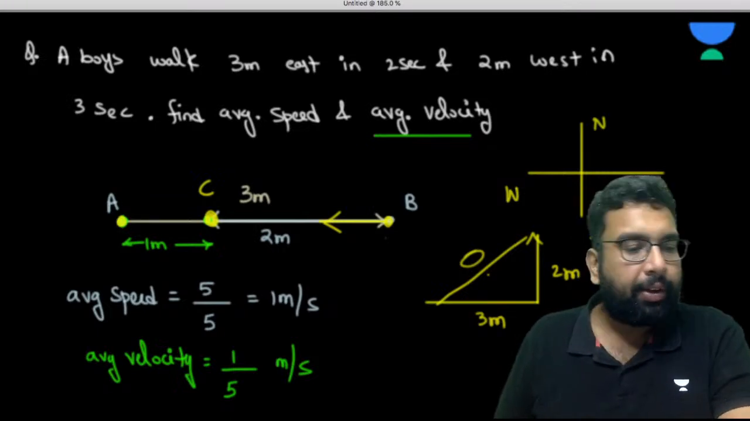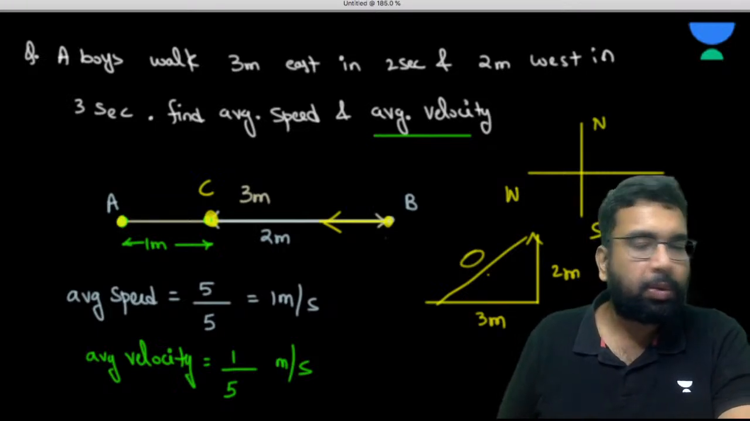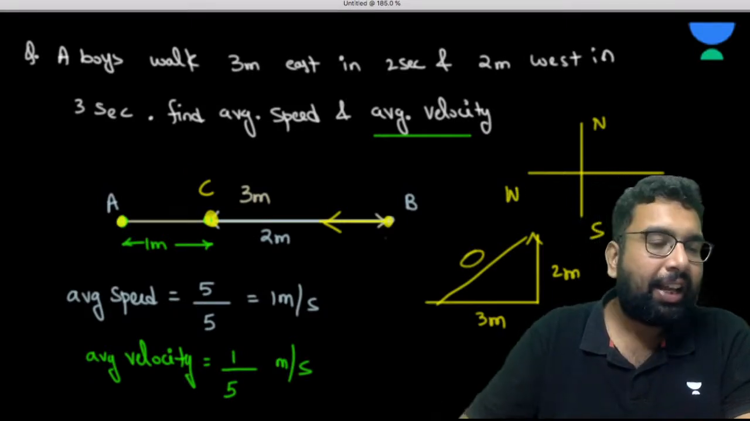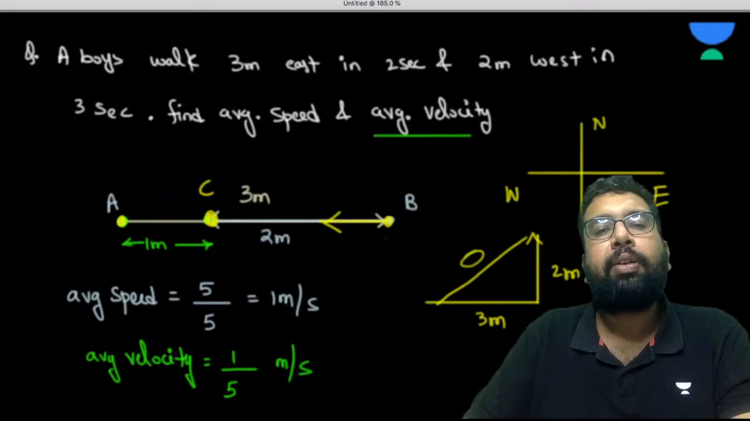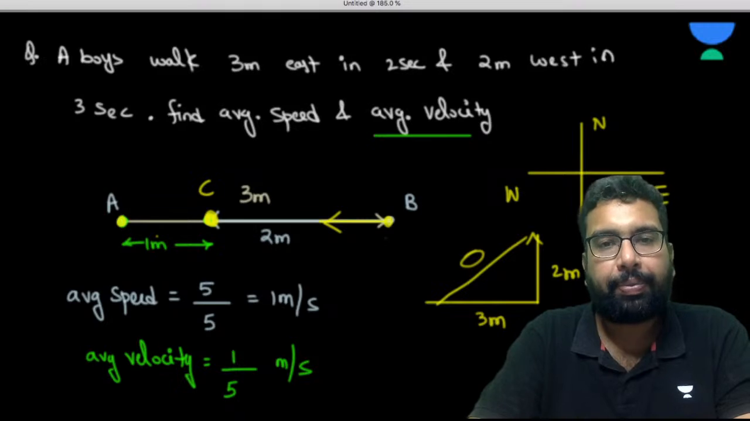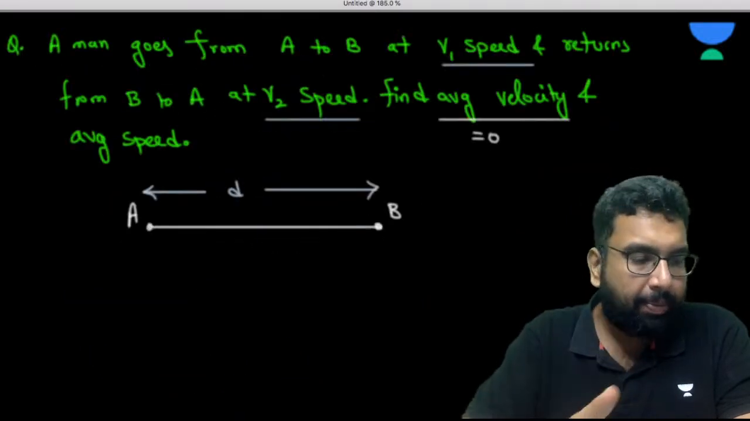From your name, it seems that you want to go to the AIIMS, right? Okay, so I hope this is fine. So when he comes back 2 meter west, what happens? The displacement becomes 1 meter, right? Okay. Now, can I come back to this question?